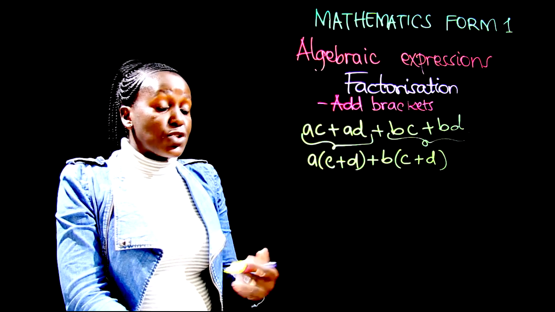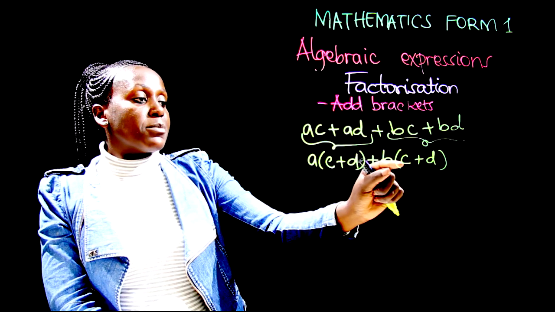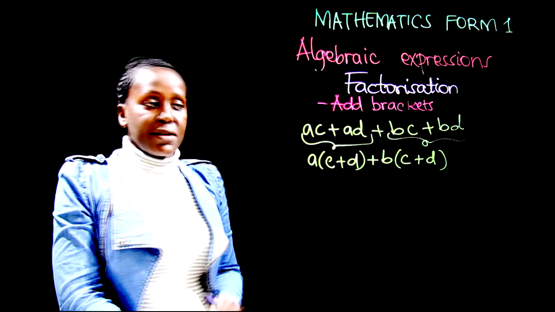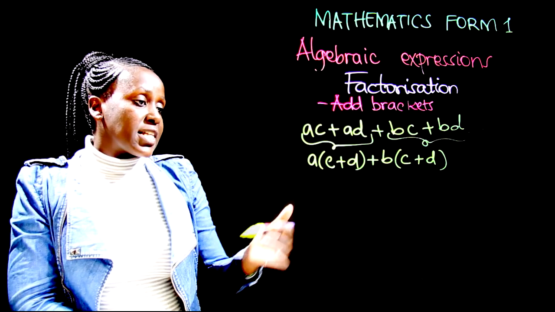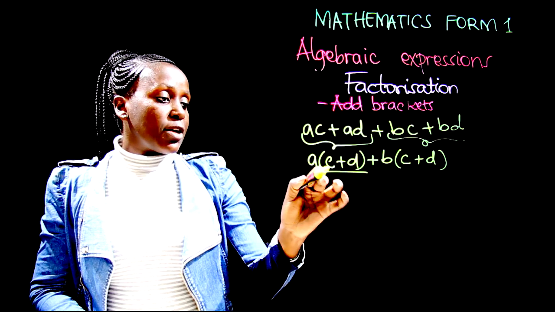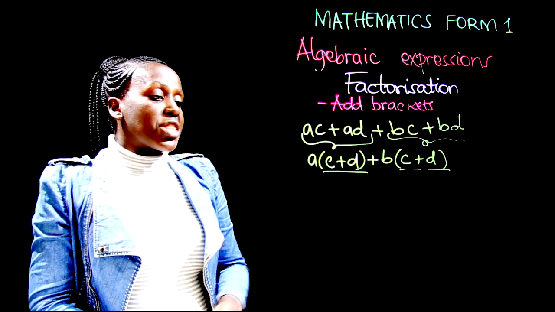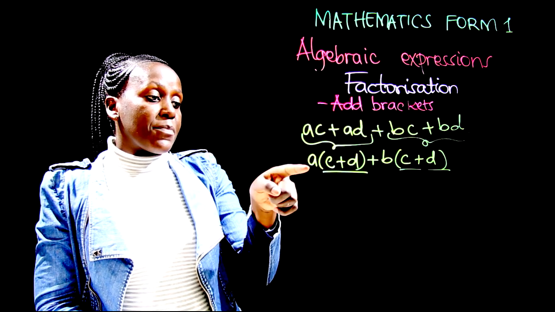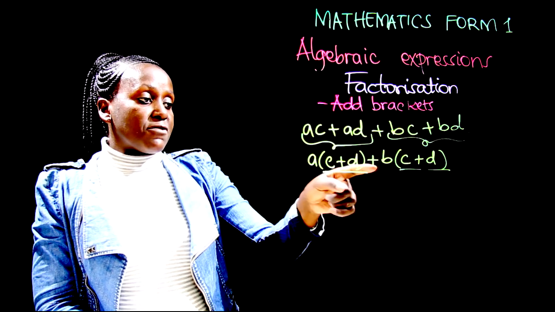So that now should you decide to open the bracket, you will have B times C, which is BC, B times D, which is BD. Now when you look at these two, you realize that here we have C plus D, which is also here C plus D. So in this case, C plus D is being multiplied by A, and here C plus D is being multiplied by positive B.